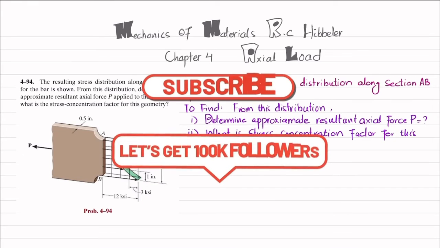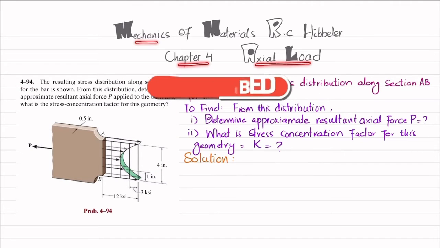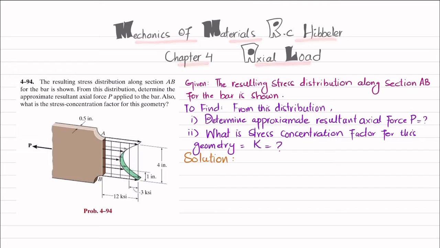Welcome back. In this video, we are going to solve problem 4-94, taken from chapter number 4, axial load, and the book name is Mechanics of Materials by R.C. Hibbeler. The statement is: the resulting stress distribution along section AB for the bar is shown. From this distribution, determine the approximate resultant axial force P applied to the bar. Also, what is the stress concentration factor for this geometry?